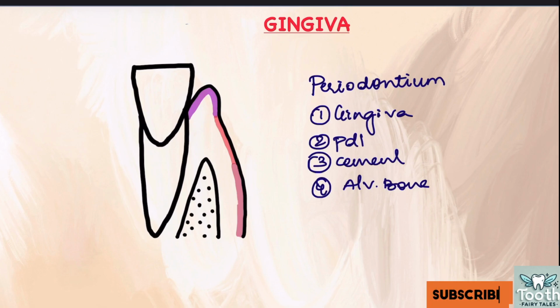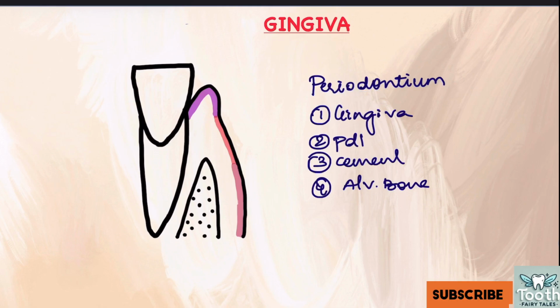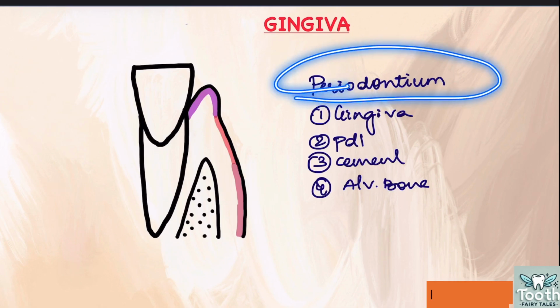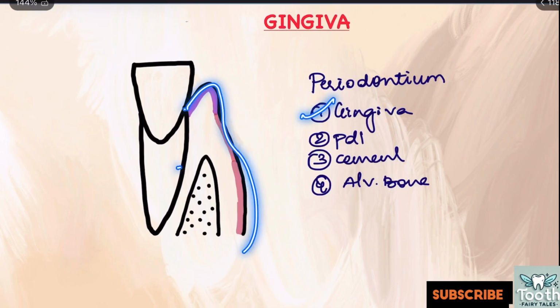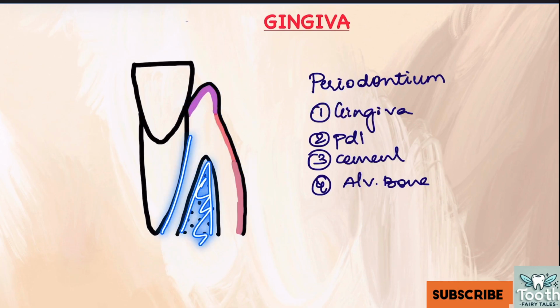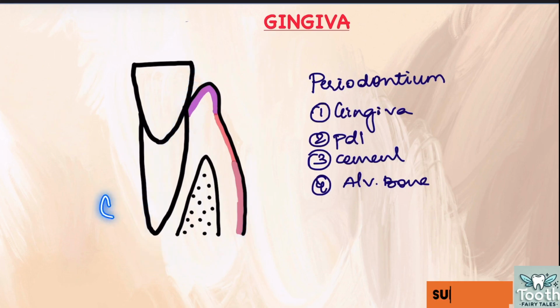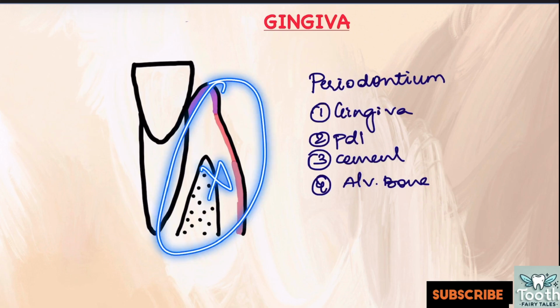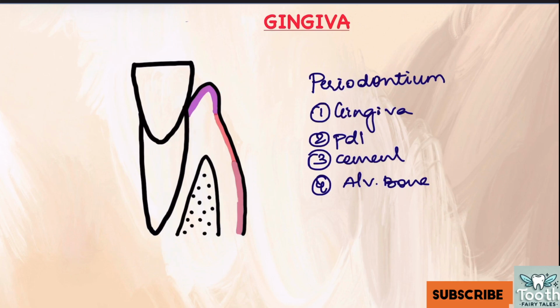Now let us start with a basic question. What do you mean by periodontium? Periodontium is referring to the supporting structures of the teeth. So periodontium has four principal components: gingiva, periodontal ligament, cementum, and the alveolar bone. These components are working together to support the teeth and keep them functional. Without this support, tooth will not be able to withstand the forces of chewing or any other stresses in the oral cavity.